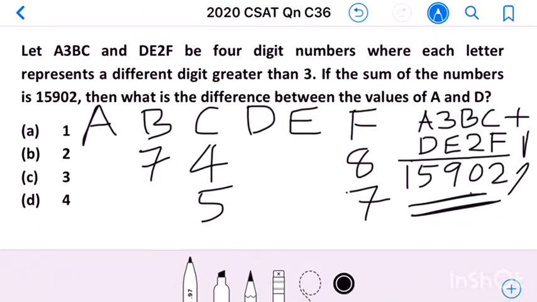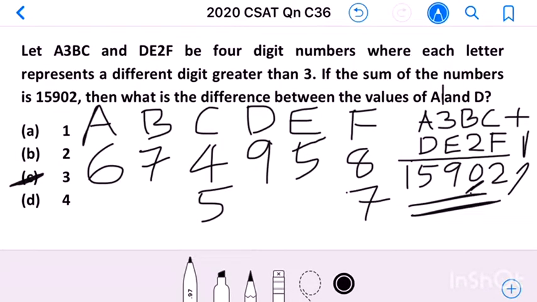Then 7 plus 2, here we got 10. Then here there will be a remainder 1. 1 plus 3, 4. 4 plus some value we get 9. So what is that value? It should be 5. Then the remaining numbers are 4, 5, 6, 7, 8, 9. A equal to 6 and D equal to 9. Their difference is 9 minus 6 equal to 3.